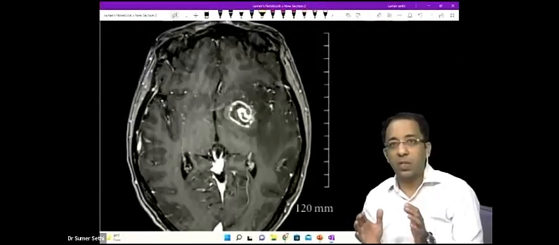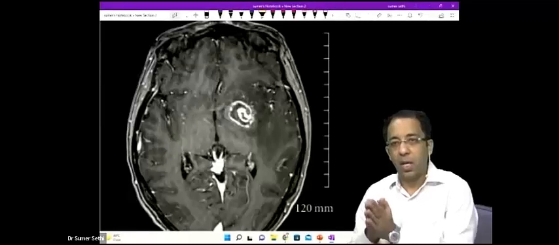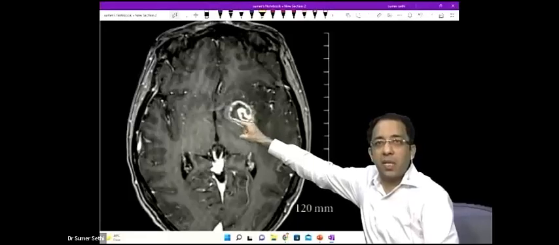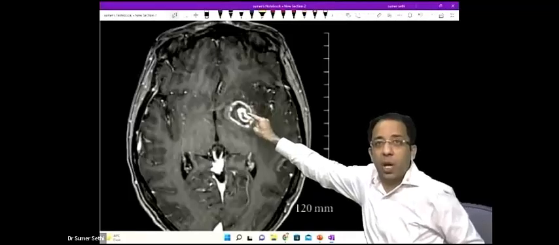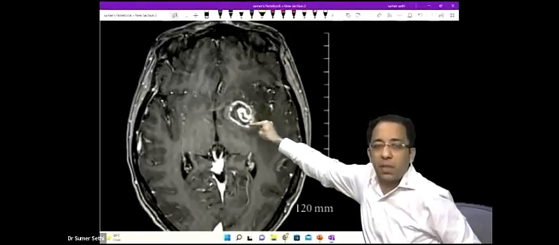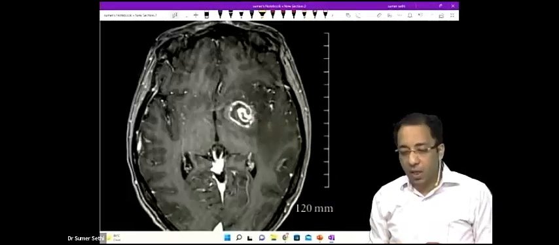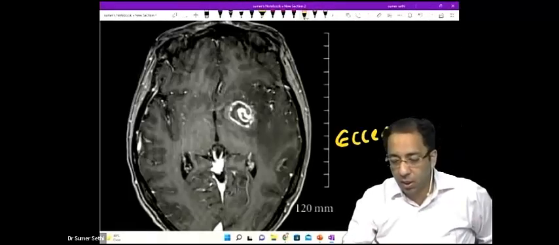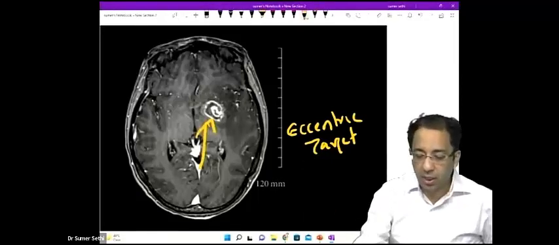I want all of you to understand what MRI we are looking at. We are looking at a contrast enhanced MRI in the case that Dr. Achin was talking about. And this is what is called the ring enhancing lesion. But at the area where you have the parasite, you have some eccentric enhancement. So what you see in toxoplasmosis on MRI is called the eccentric target appearance. Not only is the lesion ring enhancing, it has an eccentric target-like appearance.